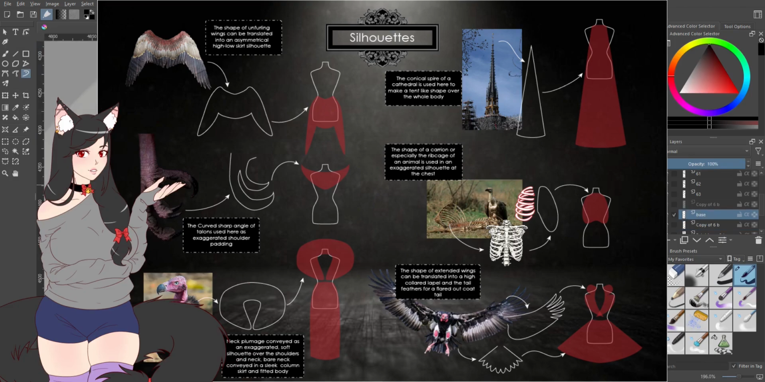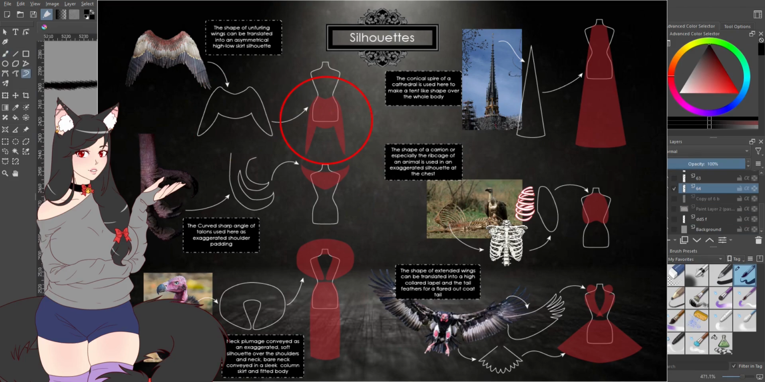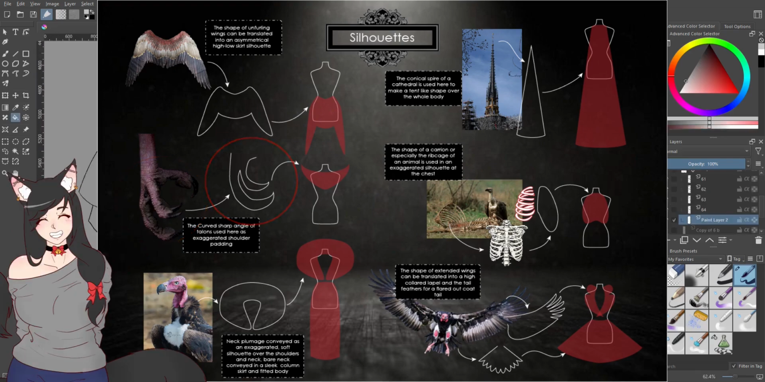For my silhouettes, for the first I went for the shape of unfurling wings, which makes this interesting M shape, and I could use this to make a high-low asymmetric skirt with a shorter front with the sides draping down. The next one, I used a talon for my inspiration, which has this sharp curved angle, and I am a big fan of exaggerated shoulder pads, and I had to use this in the shoulder pads.